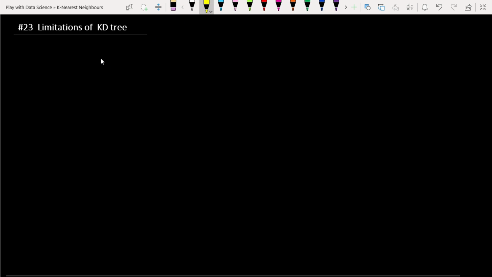In the previous lecture, we have seen how to use this KD tree to find the k nearest neighbors. So we have seen these techniques, how to use the KD tree concept to find the k nearest neighbors. But there are many limitations of this KD tree. So let's see what the actual limitations are.